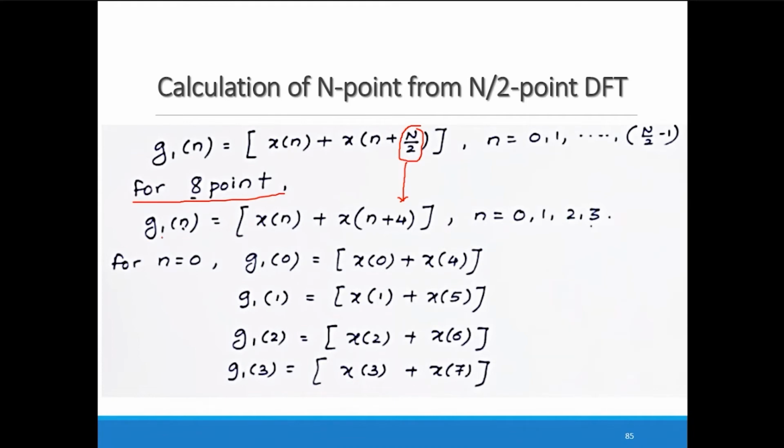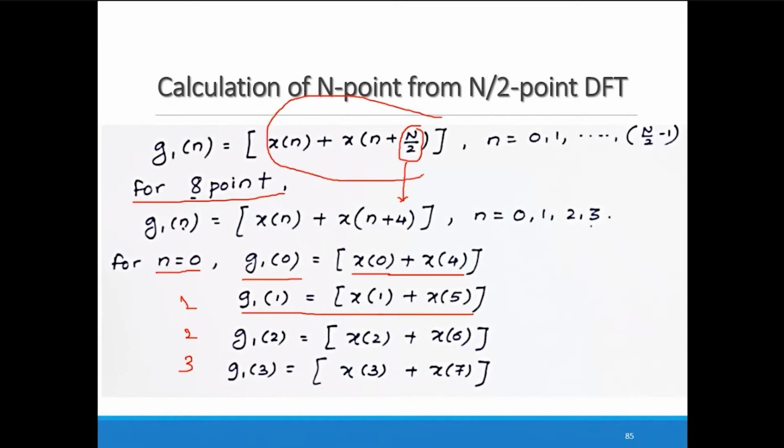So first we apply n equal to 0. What happened? When n is equal to 0, you are getting x of n plus 4. So how do we obtain G1 0? G1 0 is nothing but the addition of two terms, x0 plus x4. G1 1 is nothing but the addition of x1 plus x5. Here you can write n is equal to 1, n is equal to 2, and n is equal to 3. So G1 2 is this, and G1 3 is equal to x3 plus x7.